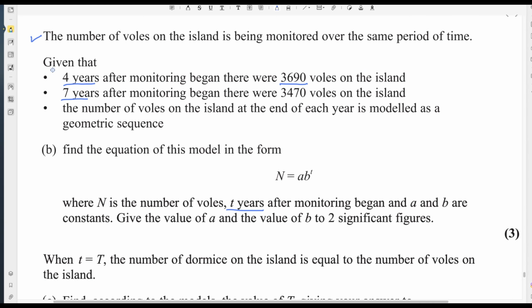You know here when t equals 4, this is the number. When t equals 7, the number of voles are 3,470. Then we will get two equations and then we solve these two equations simultaneously. Plug in these values in this equation, we will get the result. N is given here in the question as AB to the power t. T is the number of years after.